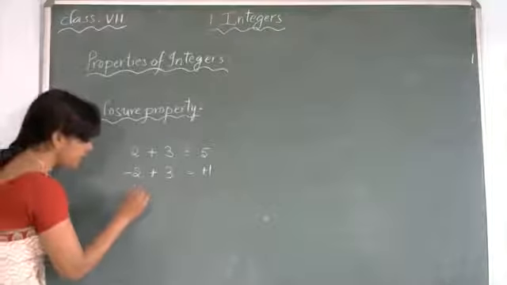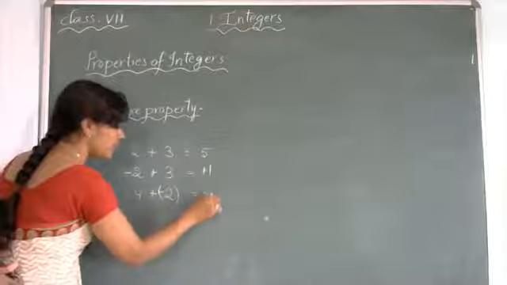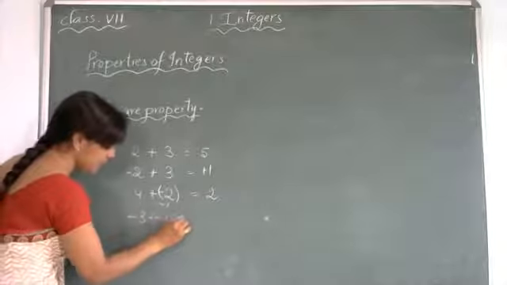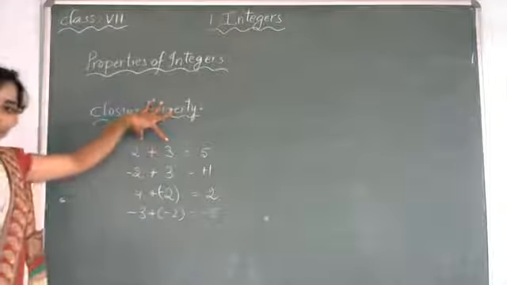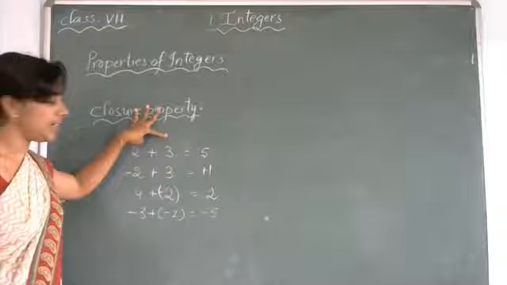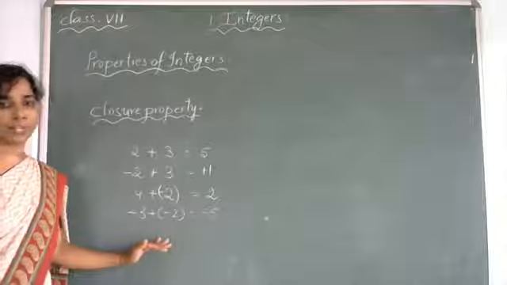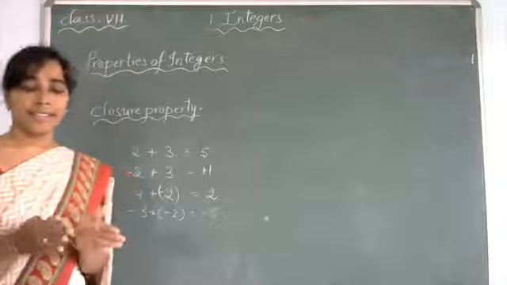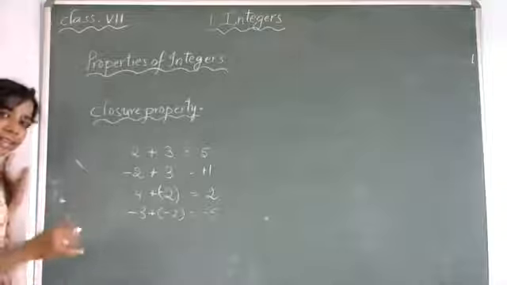In the same way, observe 4 plus minus 2. What is the answer we get? An integer. Likewise, minus 3 plus minus 2. What is the answer? An integer. So if we take any two integers and add them, whether positive or negative, the result is also an integer. That is the closure property: if you take any two integers, then the addition of those two integers is also an integer.